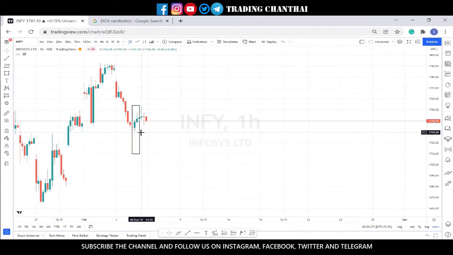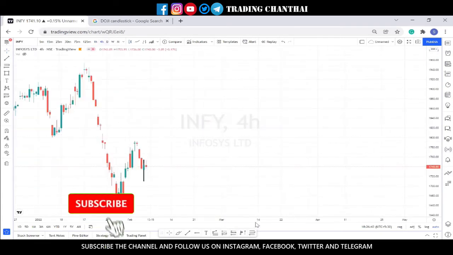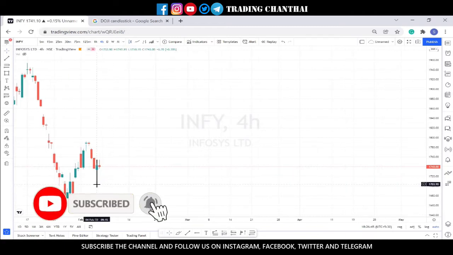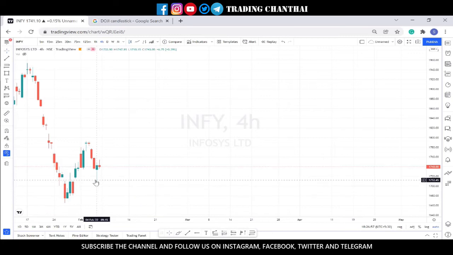So these 4 candles are going to represent the 4 hour time frame candle. So I'll switch it to 4 hour time frame. Again, as you can see, it is representing only one candle. So this is the price movement for the first 4 hours of Infosys on 4th of February.